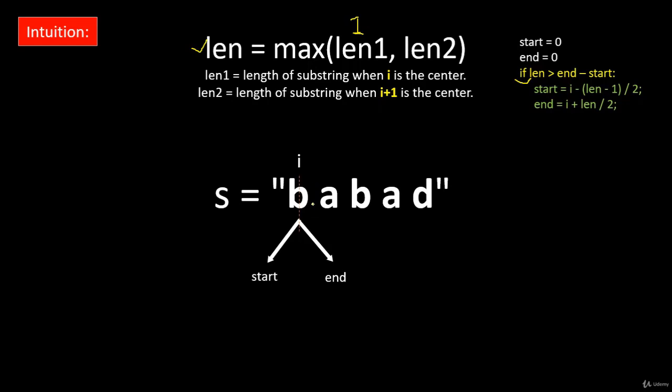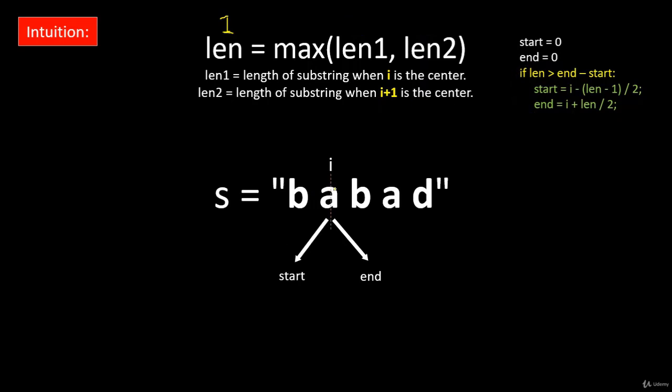Our next center is this, okay? When we have this center, start is pointing to this character B and end is pointing to this character A. And we see that start and end are not equal because they're different characters. So the length of the longest palindromic substring at this center is 0. So max of 1 and 0 is 1. If the length is 1, the start and end remain the same. You can calculate that using this code.